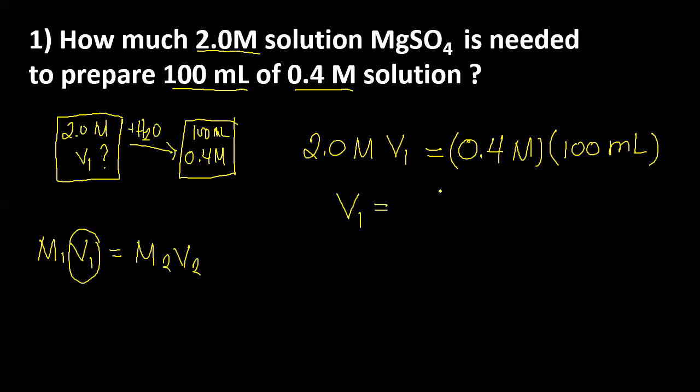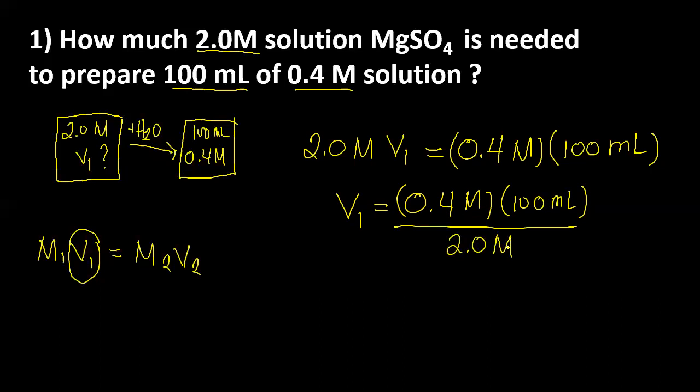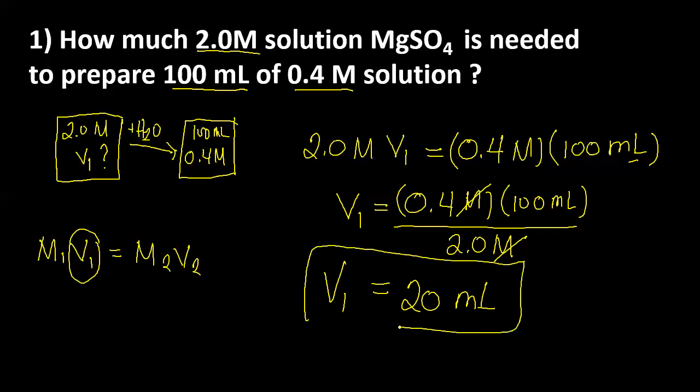Okay, so V1 equals 0.4 molar times 100 ml all over 2 molar. So since this is just the same, magnesium sulfate, kakancel out natin yan. So magiging answer natin, if we are going to multiply 0.4 times 100 divided by 2, that will give us an answer of 20 ml. Okay? So ml ang naiwan natin na unit. So therefore, V1 is equal to 20 ml. Okay? So kailangan natin ng 20 ml of your 2 molar solution of magnesium sulfate para makuha natin yung diluted solution na 0.4 molar.